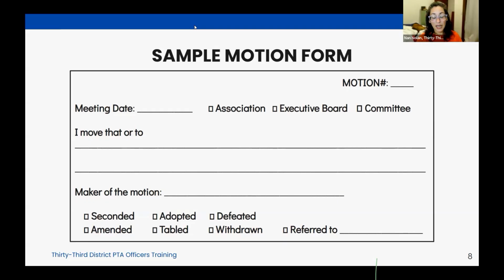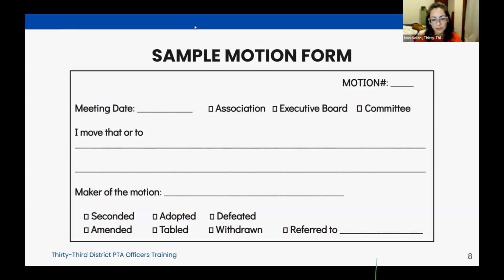But I love the Google form because, depending on your settings, the individual can get a copy. And then I remember all the motions I make. And now I have my copy too. So it's pretty handy.